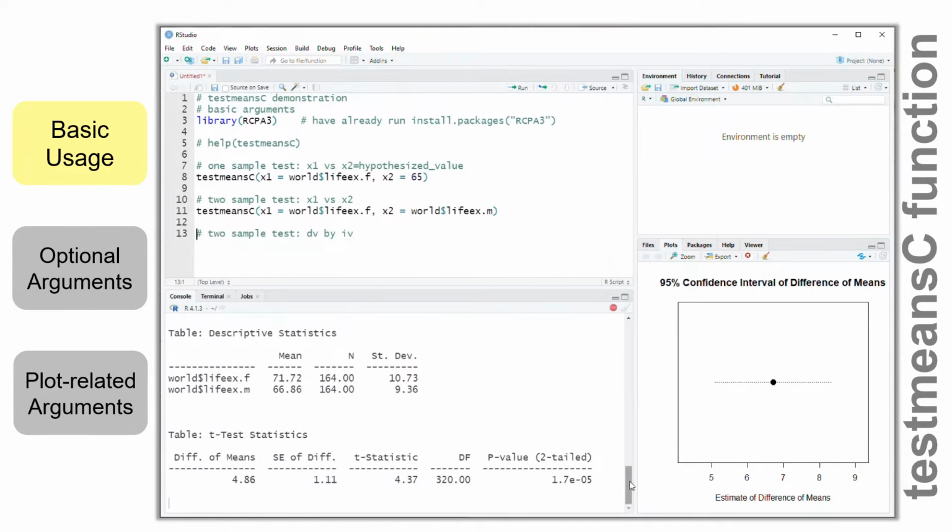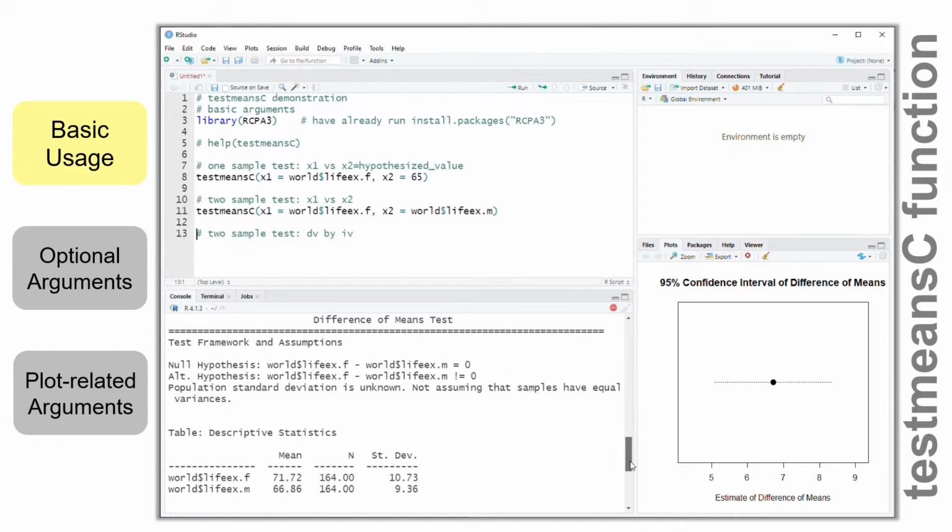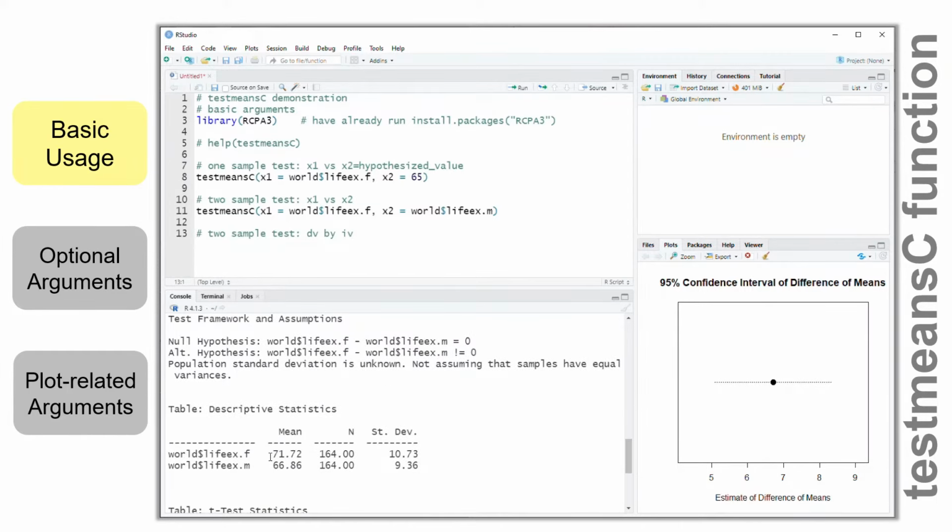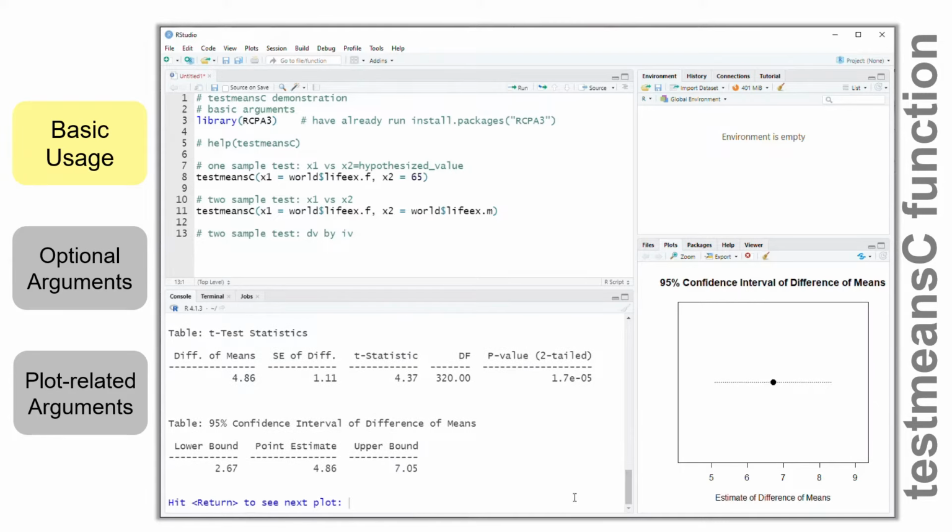We've got several items to look at. It tells us our testing framework. It gives us descriptive statistics. The mean female life expectancy is 71.72, male life expectancy 66.86. It's at the country level around the world. We've got our t-test statistics comparing the difference.